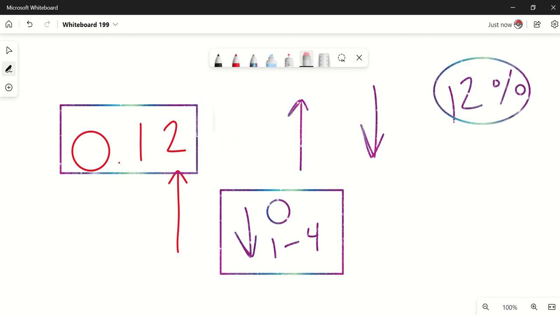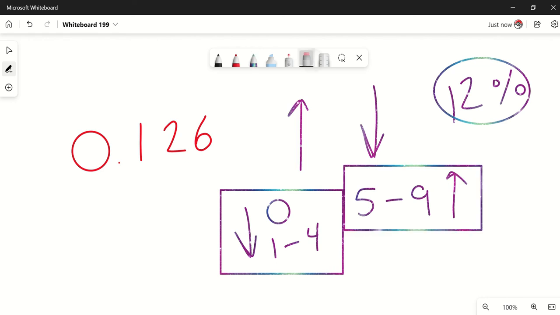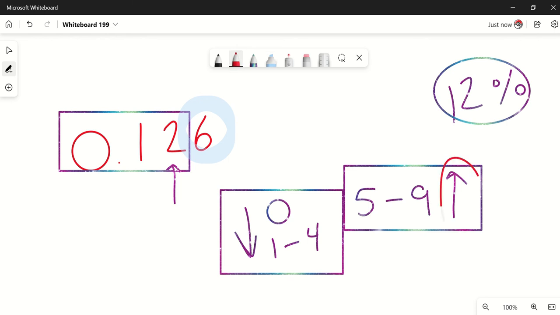Now, let's give ourselves a different scenario. Let's say this was 0.126. If the numbers are 5 through 9, we round up. Let me get rid of these arrows that are going to be confusing. So because the 2 is in the hundredth spot, we are only looking to keep this section, which means we need to look at this number here. This 6 will tell us to round up. This will now become 0.13 or 13%.